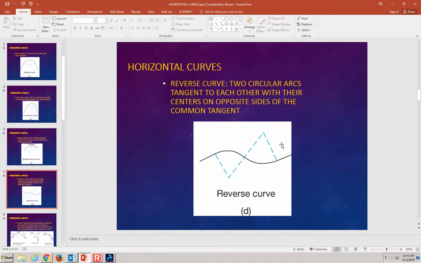There's a reverse curve. That's two circular arcs tangent to one another with their centers on opposite sides of a common tangent. So this is a common tangent here. They share the same tangent line. That's a reverse curve. We'll talk about the tangents and the nomenclature for a curve in a second.